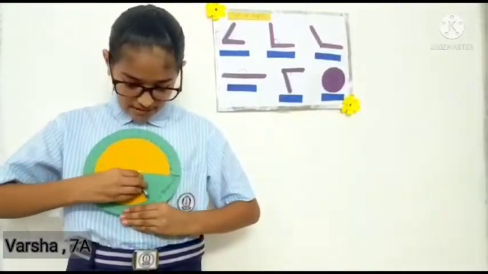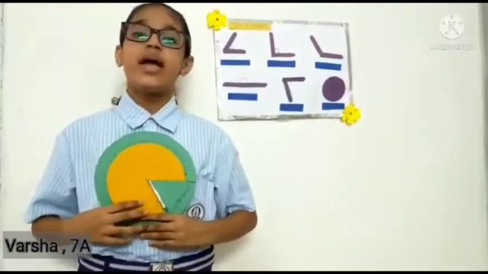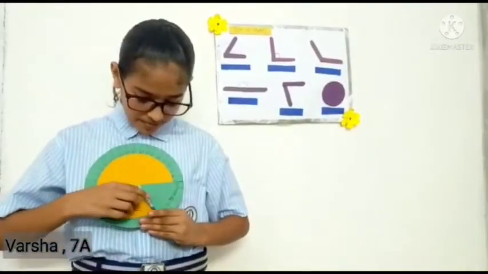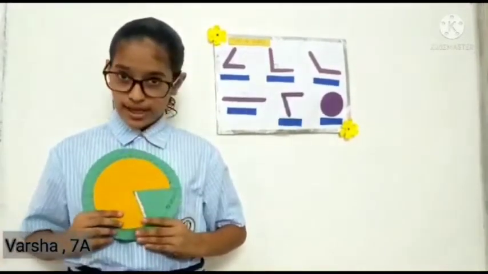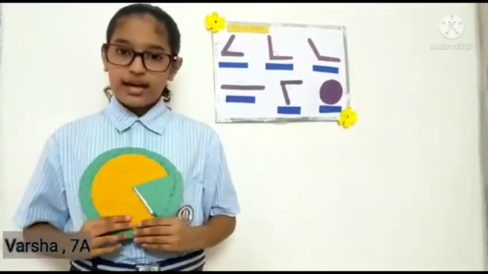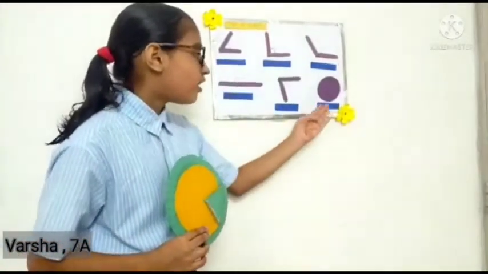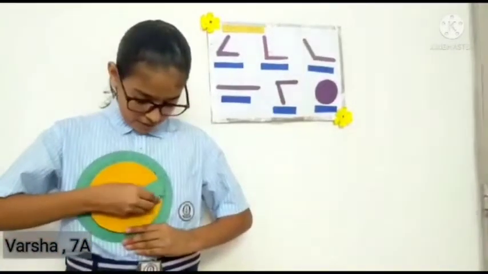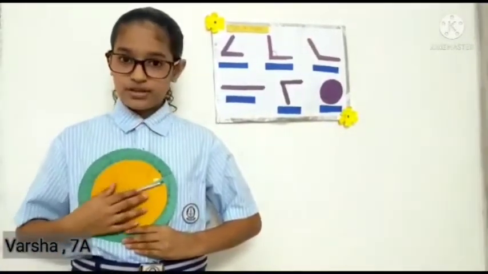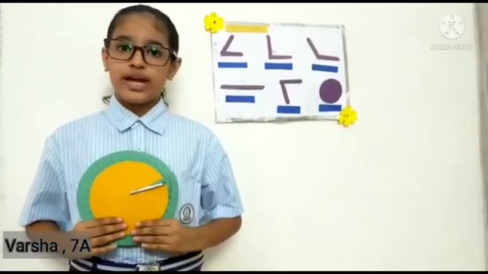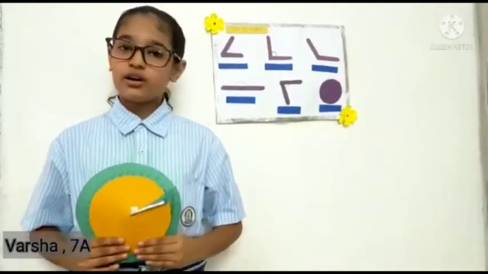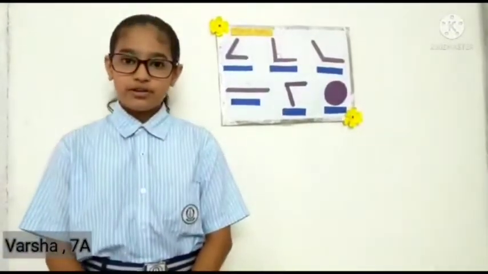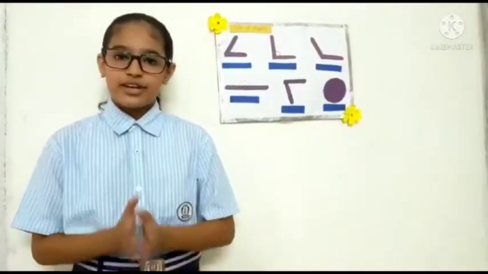Now, a reflex angle measures more than 180 degrees but less than 360 degrees. As you can see here, it measures 290 degrees. The last but not the least, we have a complete angle, which is also known as a 360 degree angle, which measures exactly 360 degrees. That is why it is known as a complete angle. So now I conclude my words and thank you very much.